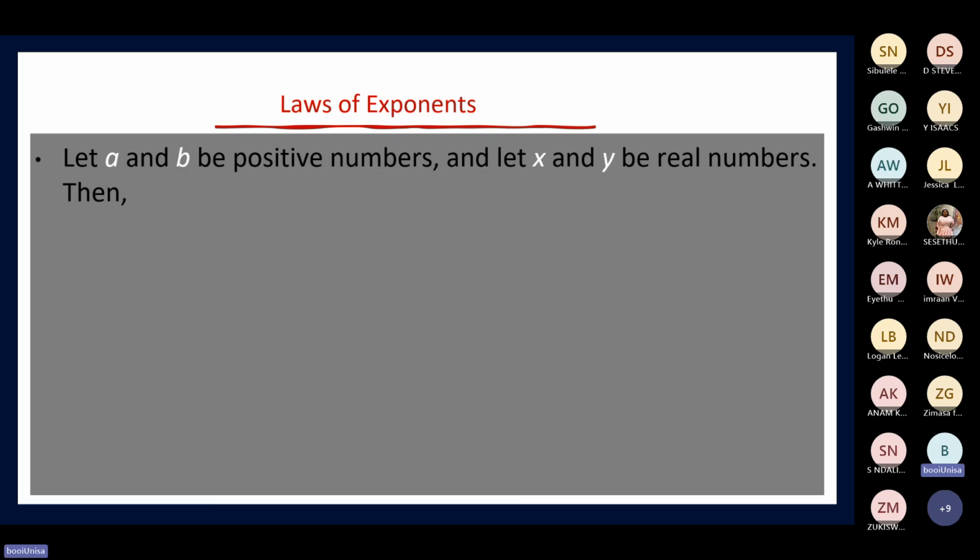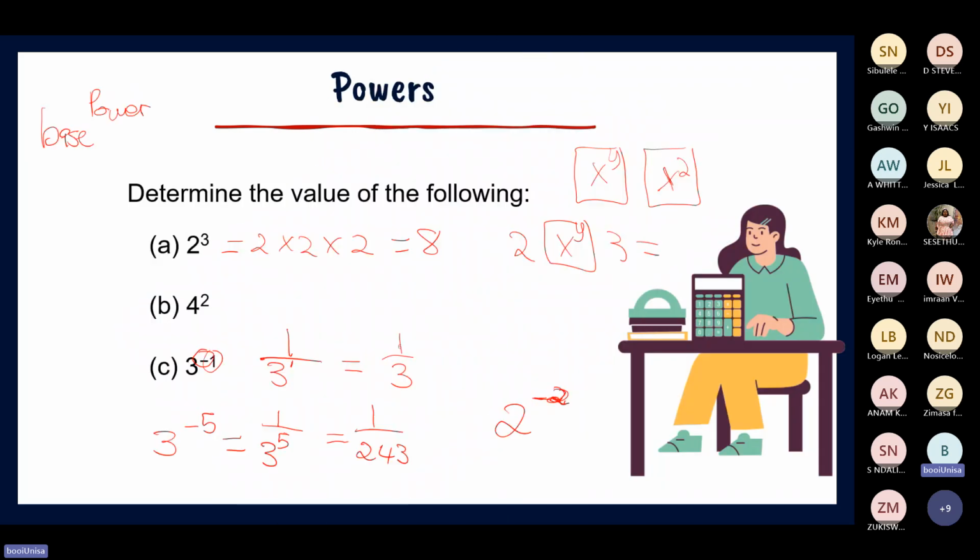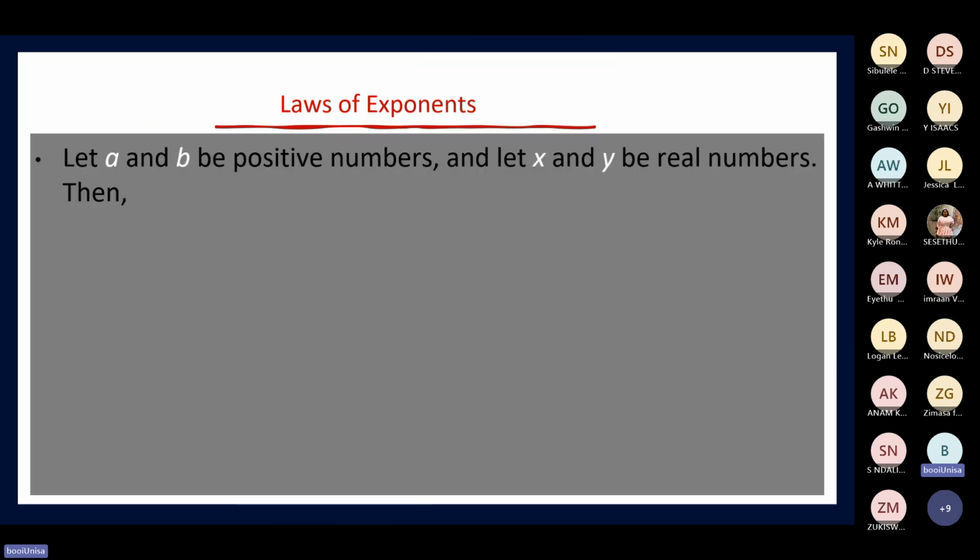everything changes. So let A and B in this instance be our positive numbers, which means these are going to be our bases. You remember, in terms of powers, our base is raised to the power, right? A and B are going to be our bases, whereas X and Y are going to be our real numbers. These are the numbers that we're going to use in the power. In terms of the rules, if we have the following, I'm going to start from left to right because they are all different.